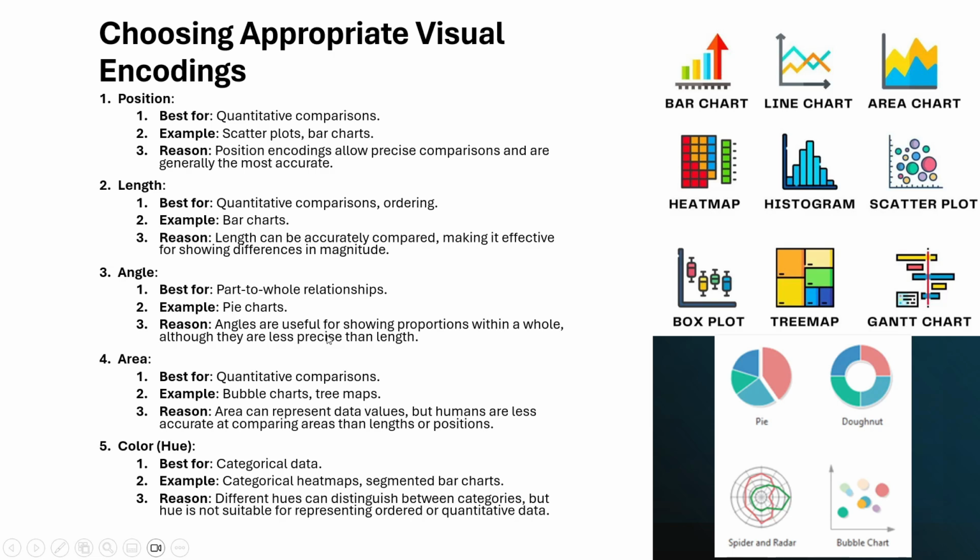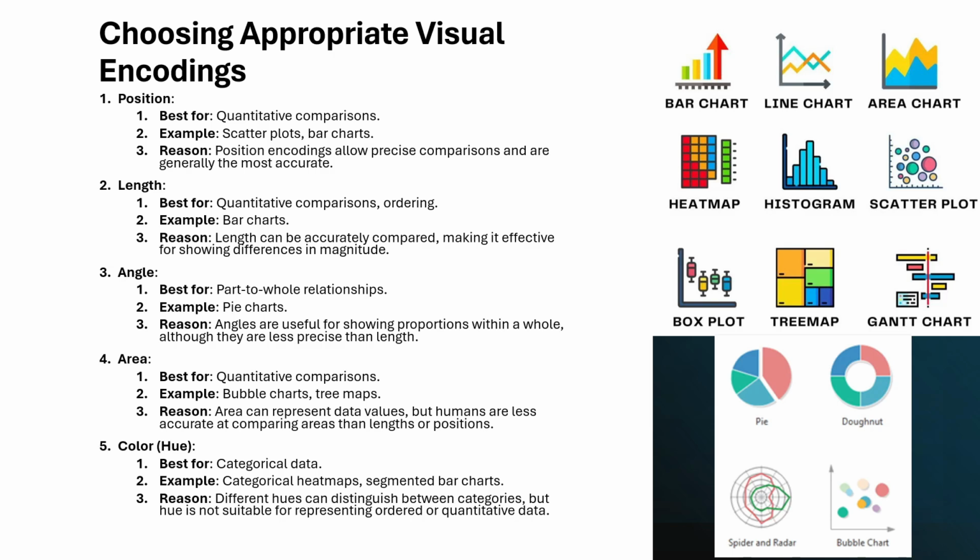Angles are useful for showing proportion within a whole, although they are less precise than length. Why is it called less precise? With length, the visual easily captures the magnitude difference, but with angle it is somewhat difficult to compare the magnitudes, especially when you have a large number of elements in the pie chart. If the number of elements in the pie chart is small, fine. If you have a large number of elements, it is not advisable to use them all in one pie chart. You can go for one or more pie charts rather than stacking all the elements in a single pie chart.